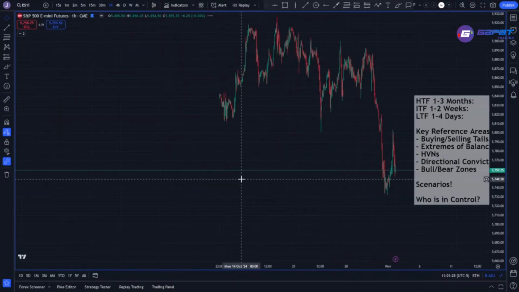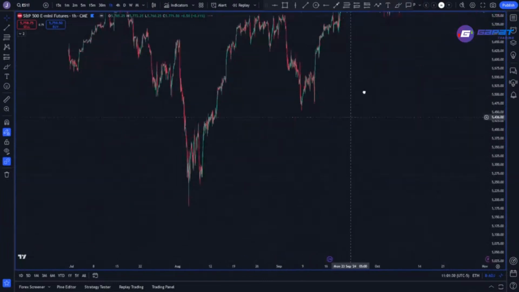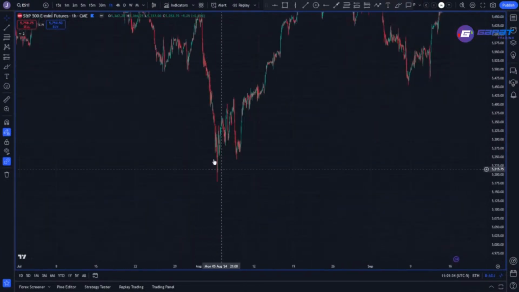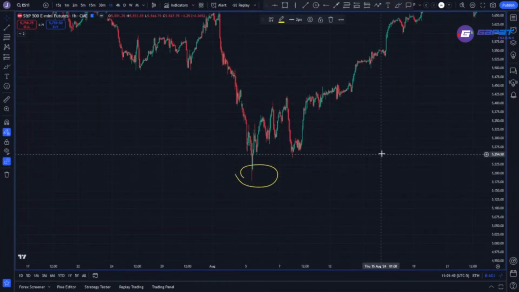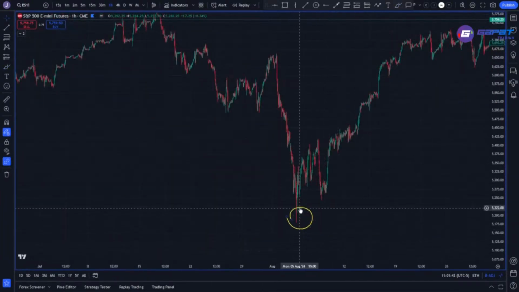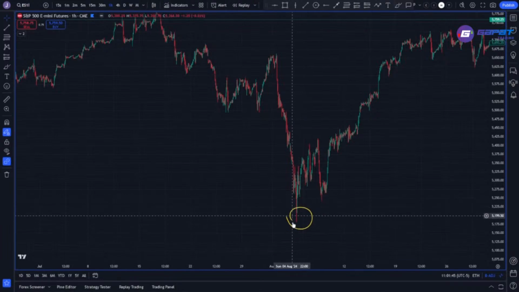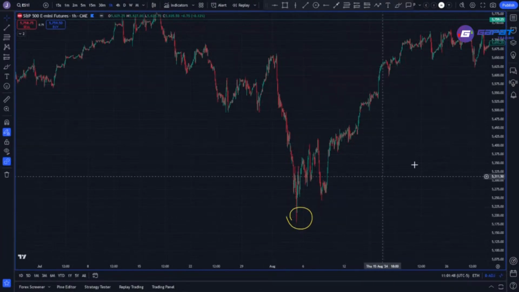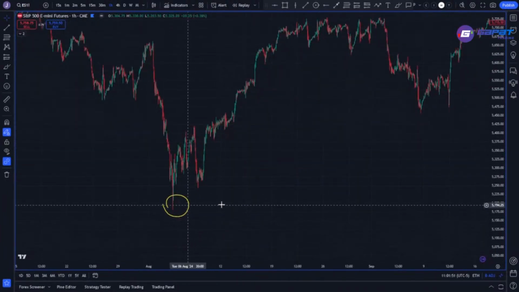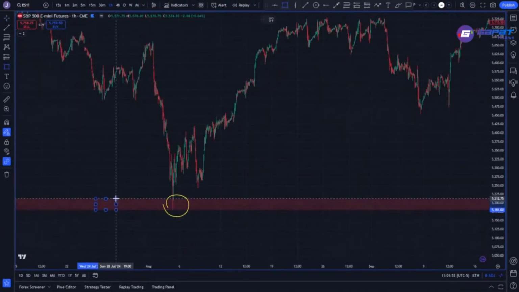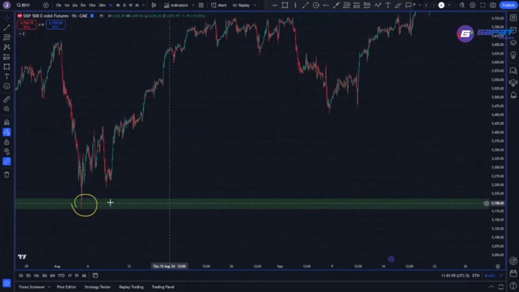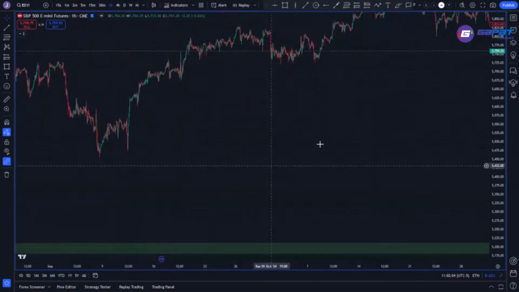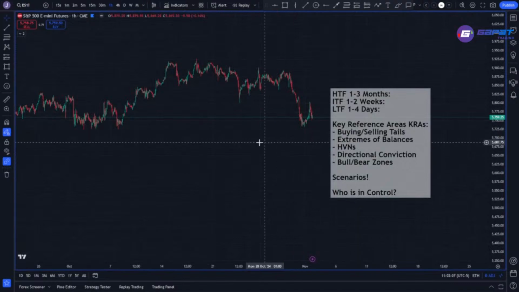Buying and selling tails. The best example of a buying and selling tail here is this one. It's basically a wick where you see directional conviction and direction change. This is a big wick to the upside. Buyers are stepping in really rapidly here, and price changed direction. So this would be a key reference area, a zone that you could draw like this. The idea is if price ever comes down into this buying wick, you could see a reaction away from it. And it works for selling wicks as well.